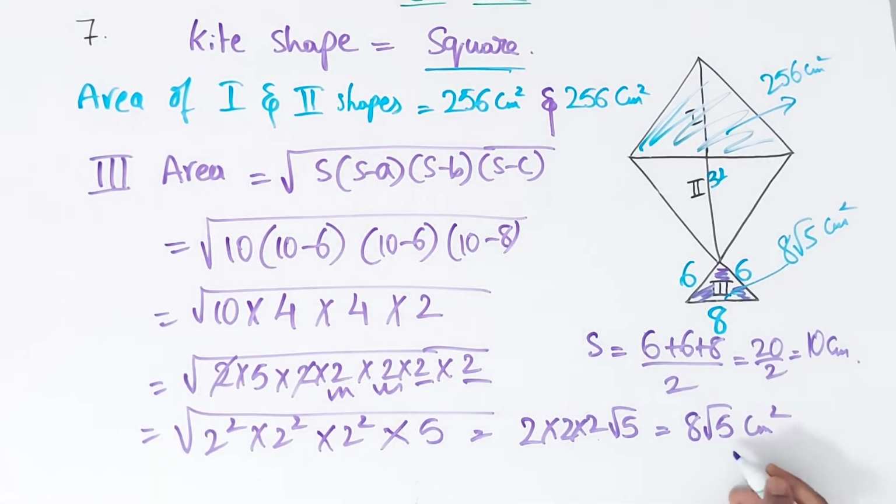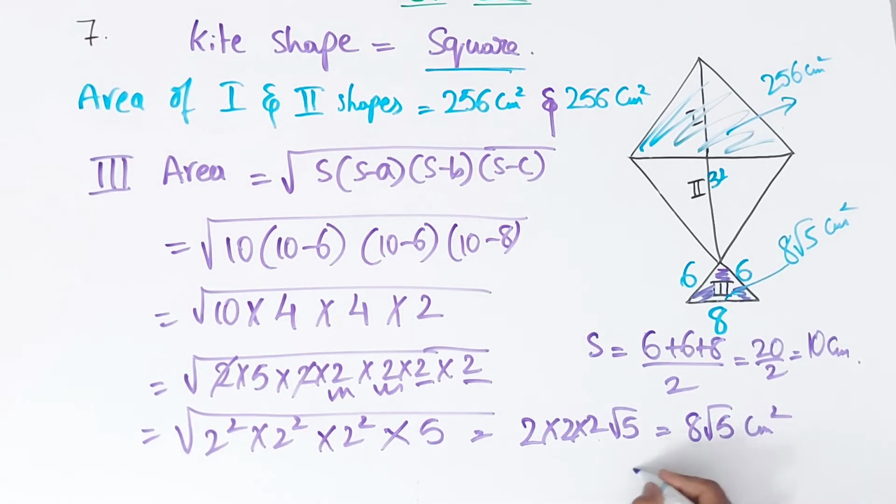Here root 5 value is 2.236, children. So that means 8 into 2.236. We can write 8 into 2.24. That equals 17.92 centimeter square. 17.92 centimeter square, children.